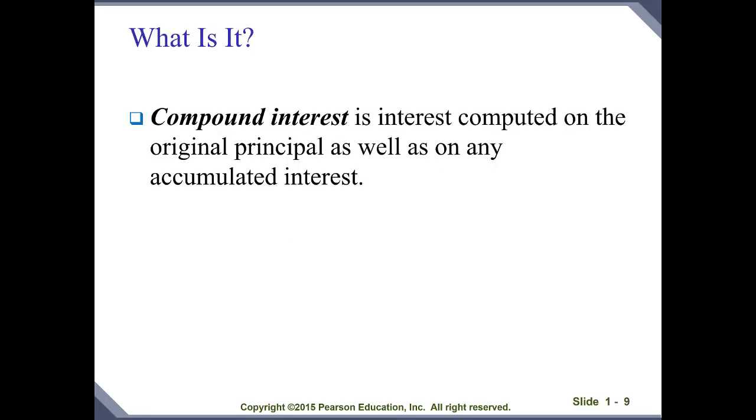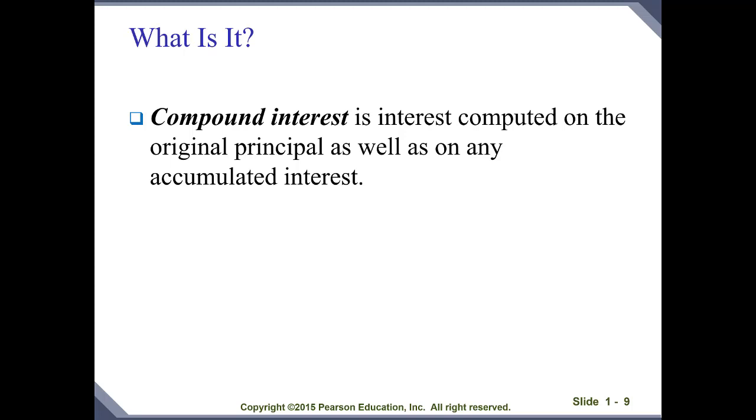So first of all, let's look at what compound interest is. Compound interest is interest that's computed, in other words, we figure it out on the original principal as well as the interest that's already accumulated. Simple interest is just paid on the principal, and it's paid at the end, either at the end of the savings period or the end of the loan period. Compound interest is computed on the principal as you go.